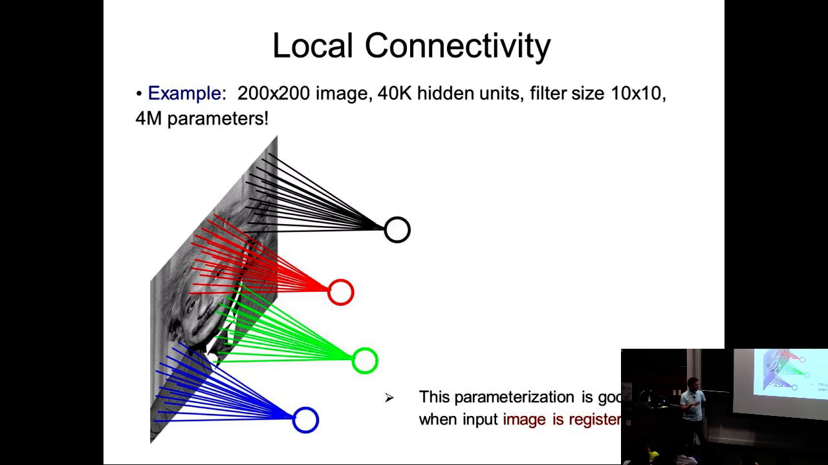Now, this particular parameterization is good when the input is registered, right? Because if this feature here is looking for an eye, and now I take my face and move it to the right, then this feature is no longer going to be detecting an eye. So this particular parameterization is only good when your input is fixed and registered, if I'm looking at faces. Yes? What does registered mean? Registered basically means that your eyes, or a particular object that you're trying to recognize, is at exactly the same location for all the images.